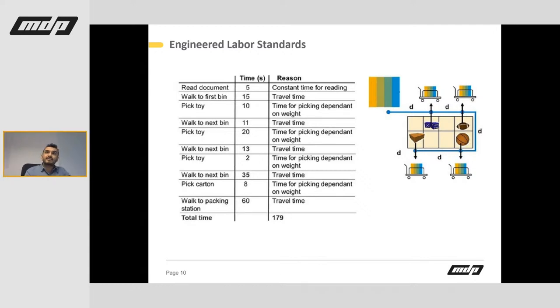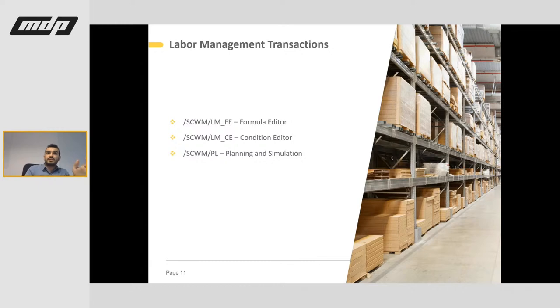Here you can see on the screen that you can define each step in each time, like how much time it takes, using also the travel time calculation, and thus you will end up with a total planned time for an activity. But of course, in real life, we cannot estimate it 100% correctly. So at the end of the day, the real execution time will be displayed after the confirmation of the warehouse task, after the completion of the process under executive workload. And the system uses formulas, conditions, and planning functionalities to decide when to calculate those engineered labor standards.